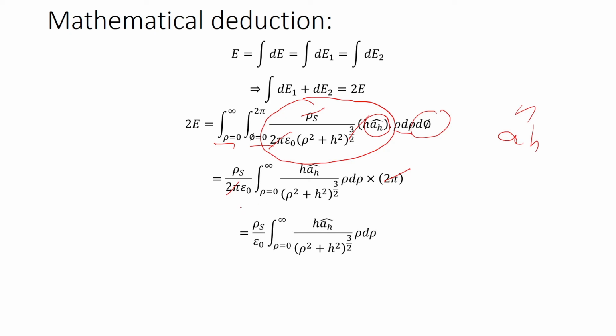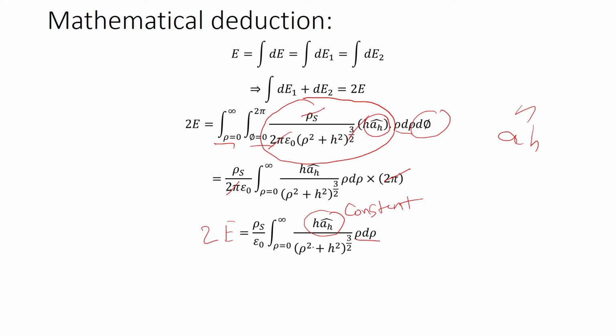So what I have is that 2E equals rho s by epsilon naught, integration over the limits of rho from 0 to infinity, h a_h cap. Again, please understand that these are constants. This has nothing to do with integration. These are constant all over the place. Rho square plus h square to the power of 3 by 2, rho d rho.